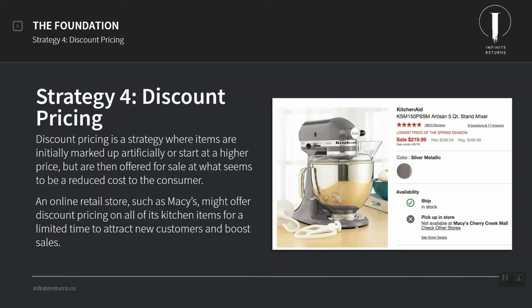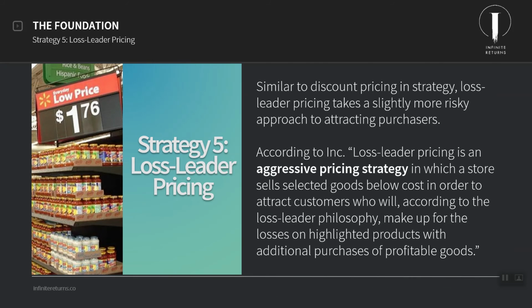So, discount pricing strategy based on certain times. You use this idea for scarcity. Macy's does this all the time. They discount things and they're like, lowest prices of the season. This attracts new customers, and you'll learn about loss leaders as we go on. The next one is we talk about loss leaders.